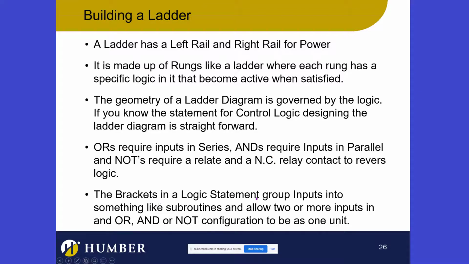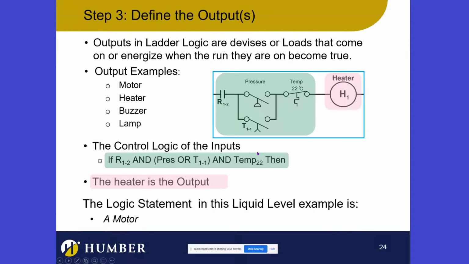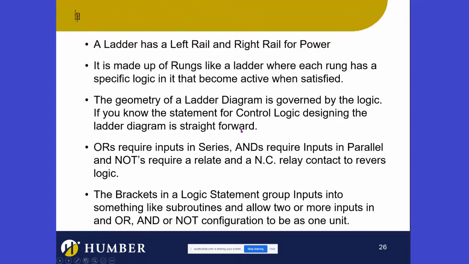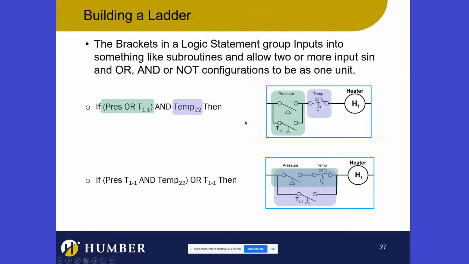The brackets in a logical statement group inputs into something kind of like subroutines and allow two or more inputs to OR and to AND or to NOT. So I think that makes sense. I've gone over that with examples where we looked at these examples here, where this and this are ANDed together. So you guys get that. It's just a matter of getting this into your head and practicing it.